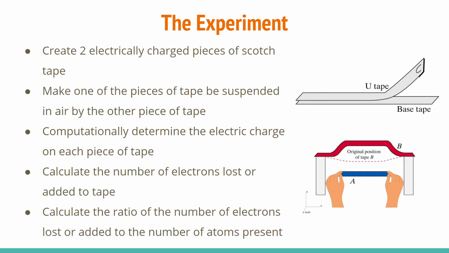The experiment itself for this lab is quite similar to Lab 1 in that we will make two pieces of electrically charged tape and make one of those pieces suspended in the air by the electrostatic repulsive force from the other. However, in this lab, we will computationally determine the electric charge on each piece of tape in Python instead of just using Coulomb's law. From there, we will calculate the number of electrons lost or added to the tape and calculate the ratio of the number of electrons lost or added to the number of atoms present.